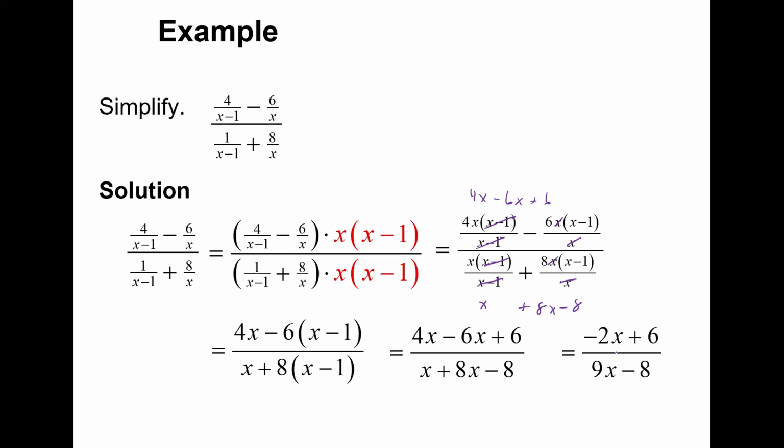Now, in the numerator, we could factor out a minus 2 and we have x minus 3, but that's not going to cancel anything in the denominator, so that's why we're going to leave it as just the minus 2x plus 6 over 9x minus 8.